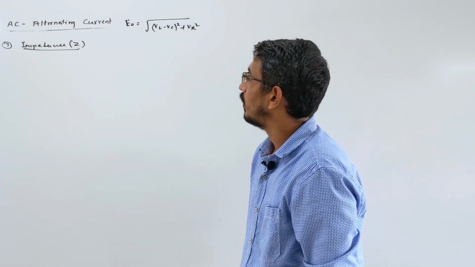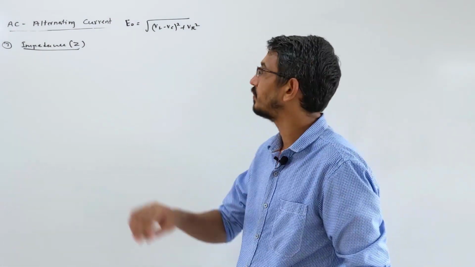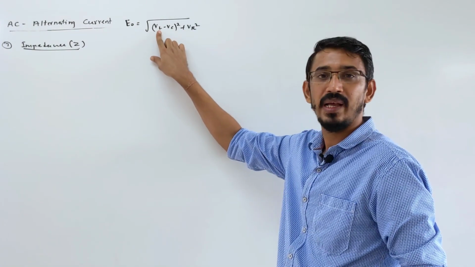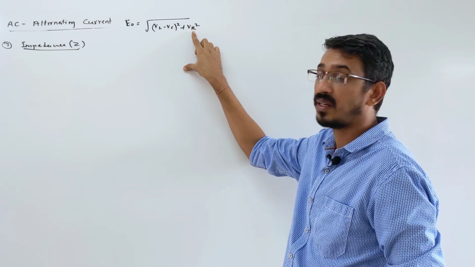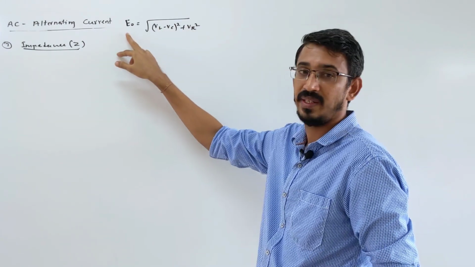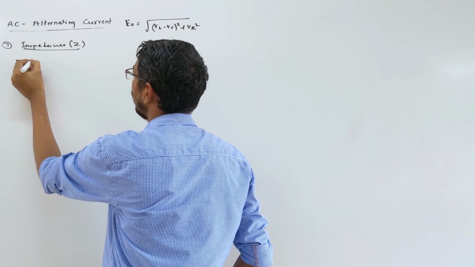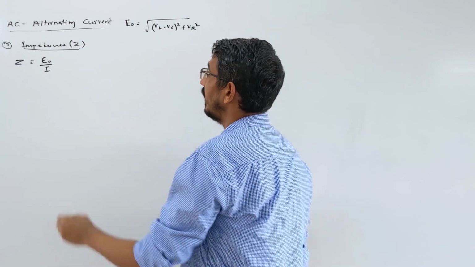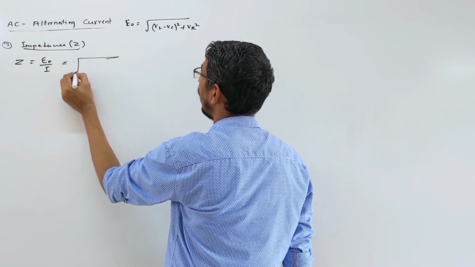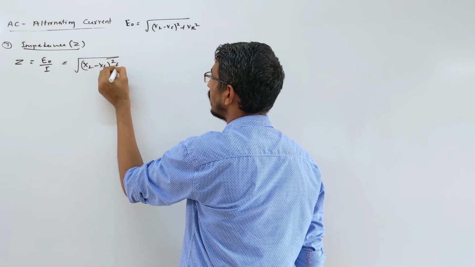So how to write impedance? Voltage is what? Current into resistance, right? You put the values. What is VL? I into XL. What is VC? I into XC. What is VR? I into R. I you take common and divide here. So we get impedance. You call it Z. You can call it E naught by current, the simplest way. But the more correct formula is in terms of root of (XL minus XC) square plus R square.